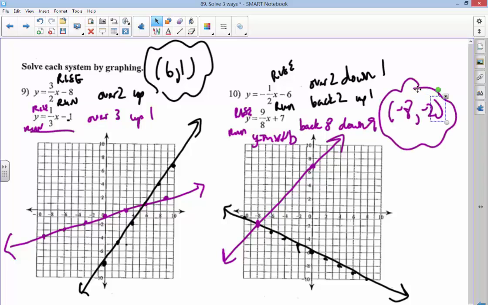And then you might just want to quickly check. 9 over 8 times negative 8 is negative 9, and negative 9 plus 7 is negative 2, so yep. Negative 1/2 times negative 8 is positive 4, and positive 4 minus 6 is negative 2. So again, you're 100% positive this works. I'm hoping that these 3 forms are really making sense. So you're going to now do this on your own, and I will post the answers tomorrow morning. Have a lovely evening.